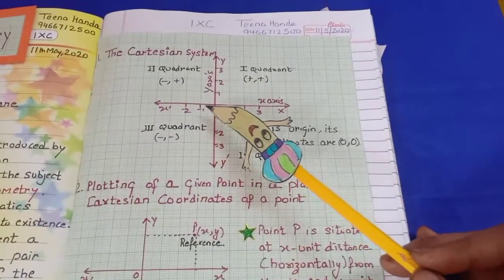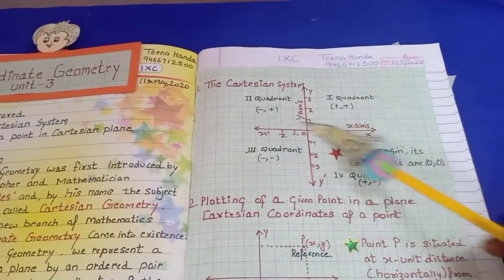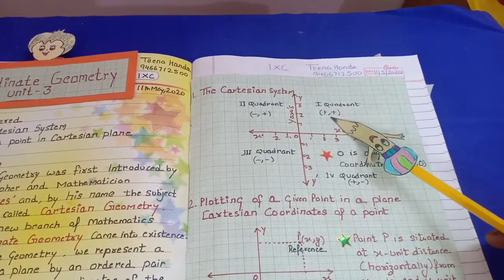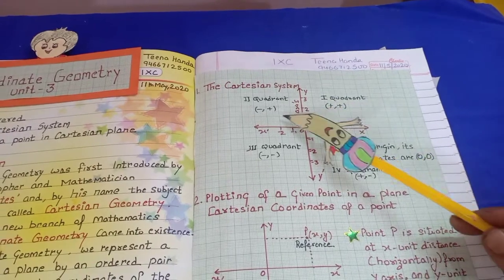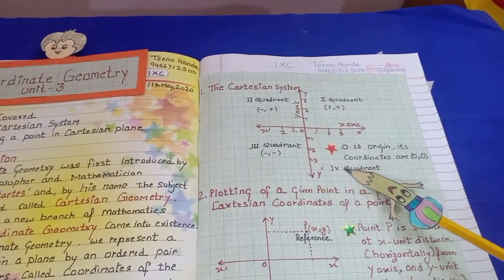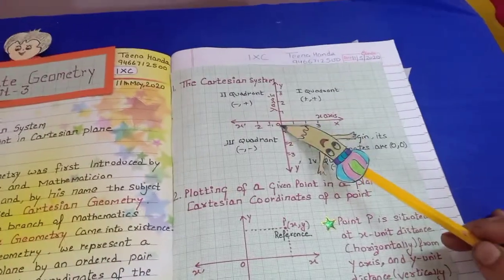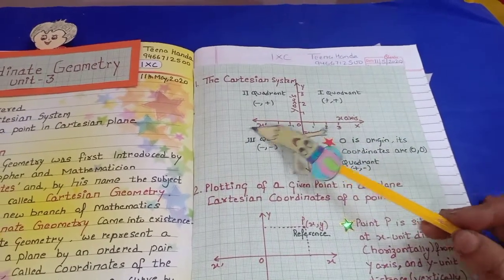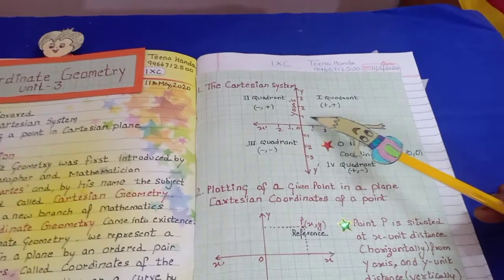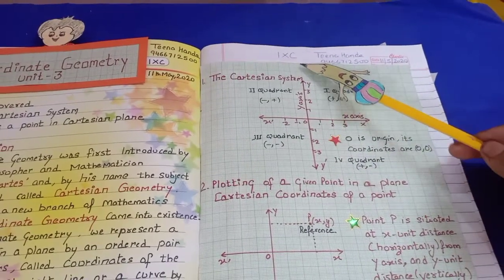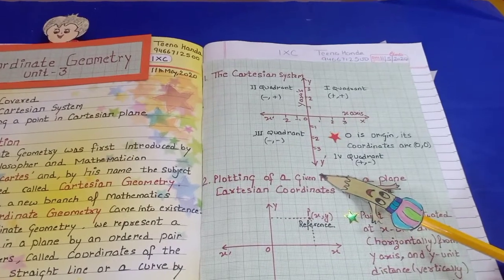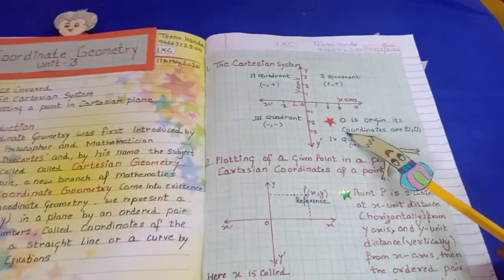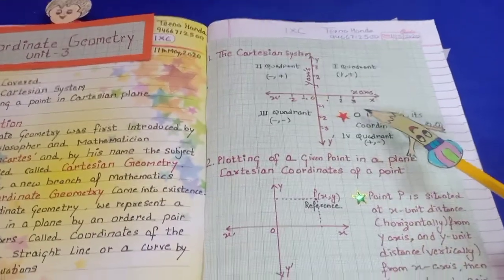When these two axes intersect in this way, they divide the plane into 4 equal parts, and these parts are called quadrants. This is the first quadrant, this is the second quadrant, this is the third quadrant, and this is the fourth quadrant. On the right side of the origin, the values of x are positive, and on the left side of the origin, the values of x are negative. Values of y above the origin are positive and values of y below the origin are negative, and the axes are denoted by y dash, y, x and x dash. This is the basic idea of the Cartesian system.